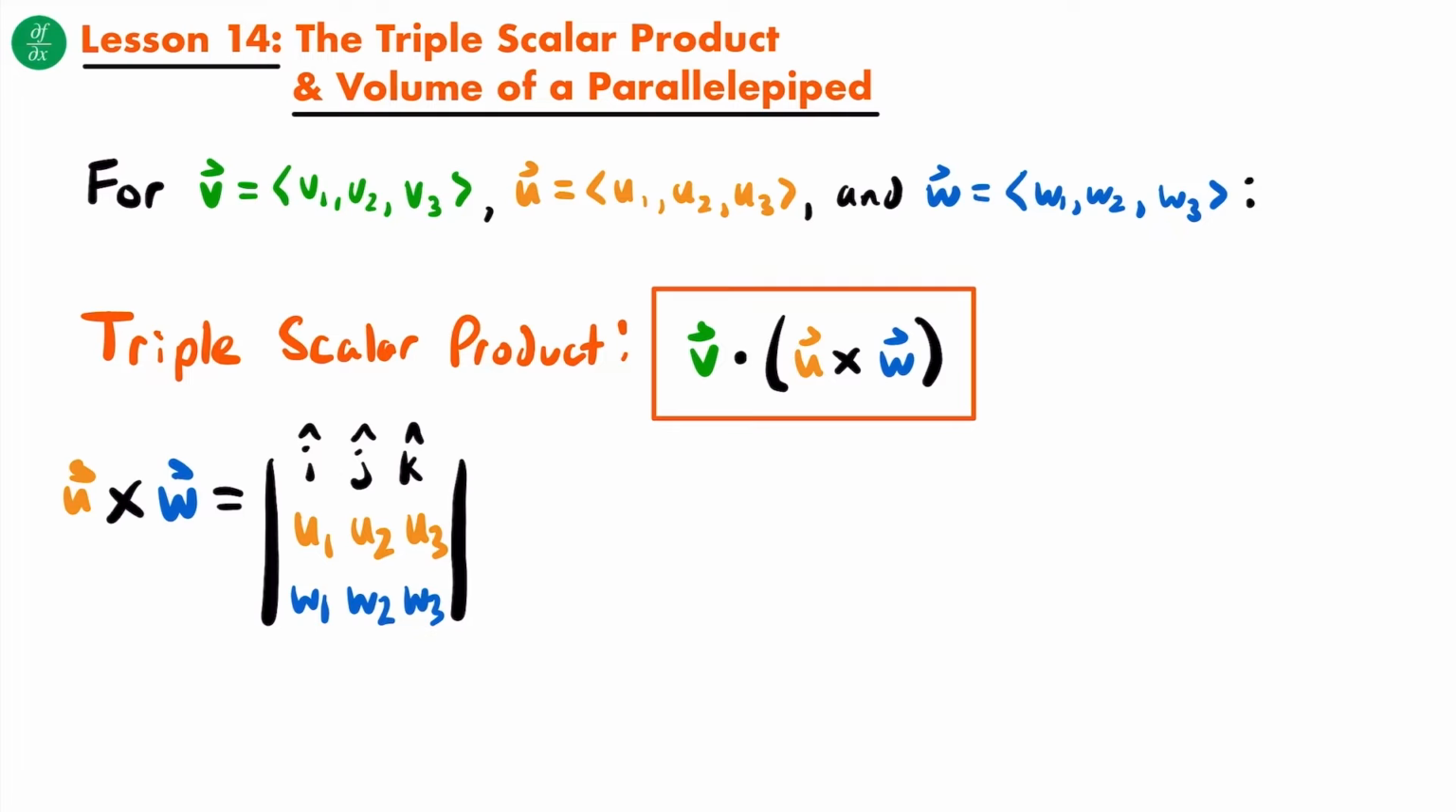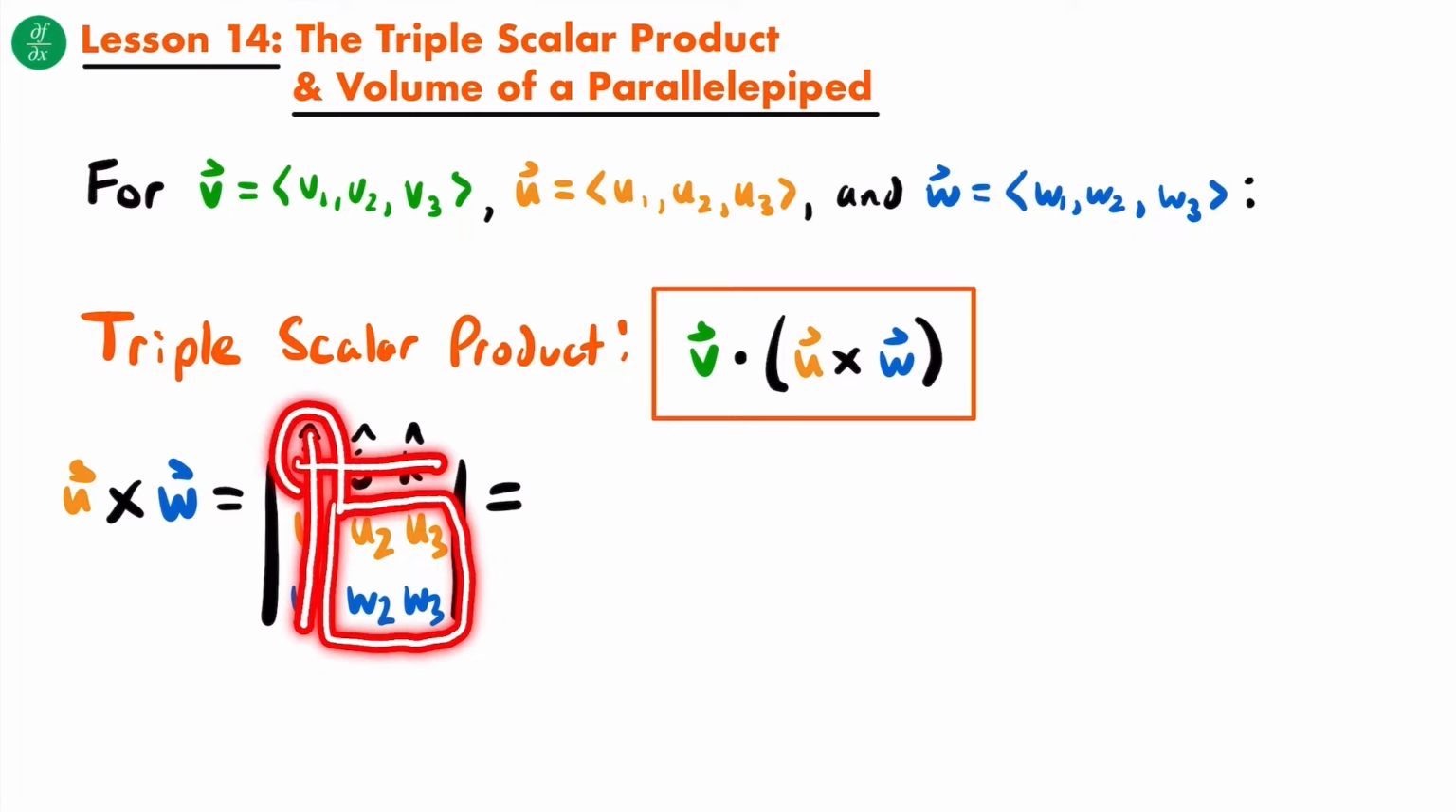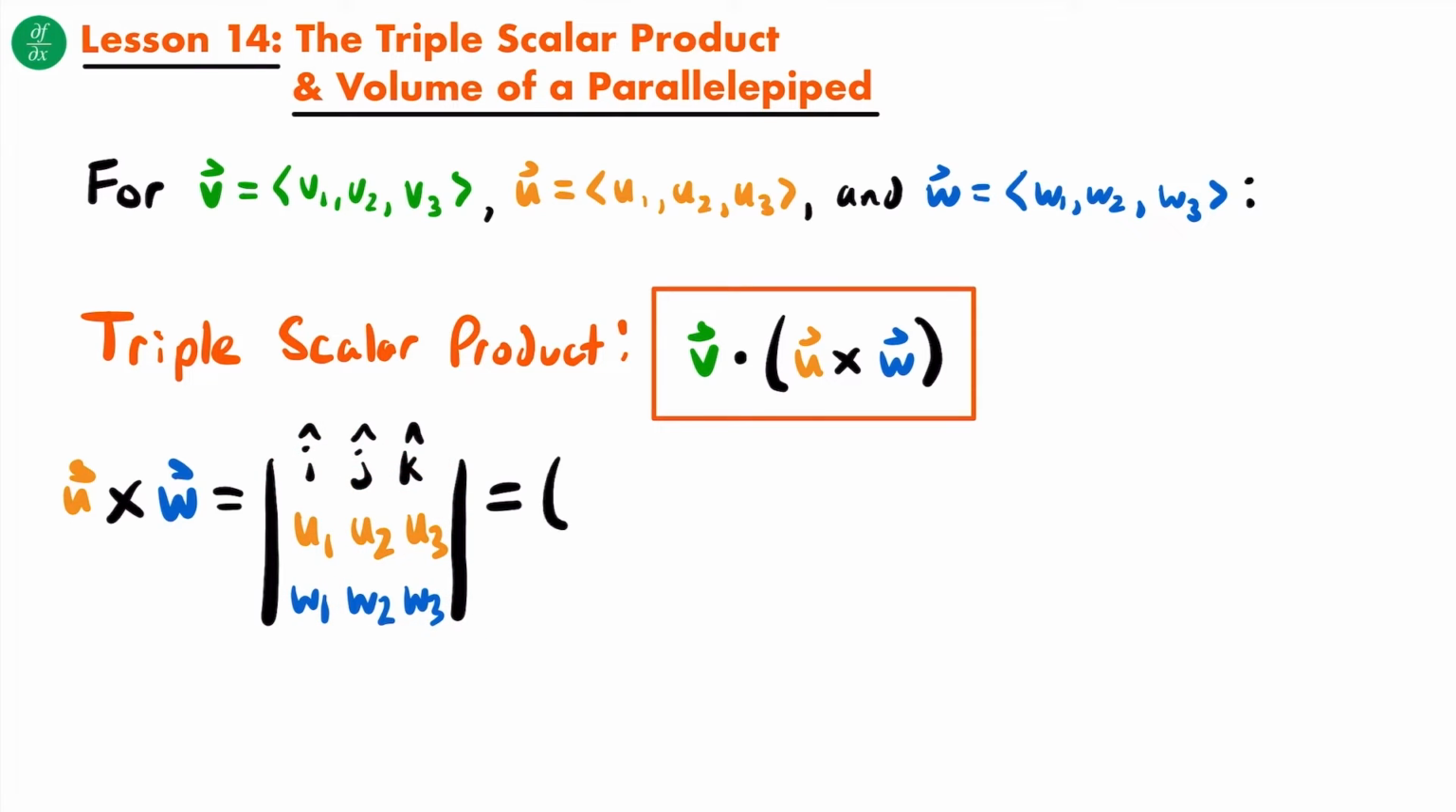If we calculate the determinant of this 3x3 matrix, which will give us the cross product between these vectors, we will start by looking at vector i here. We'll cross out the row and the column that it's located in, and then use the remaining four values to calculate a 2x2 determinant that we then multiply by i. So here's what we'll have: u2 times w3 minus u3 times w2.